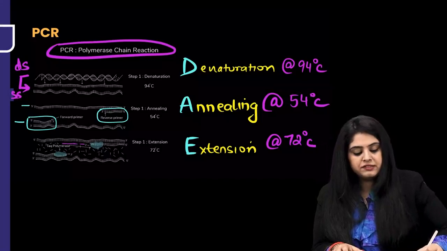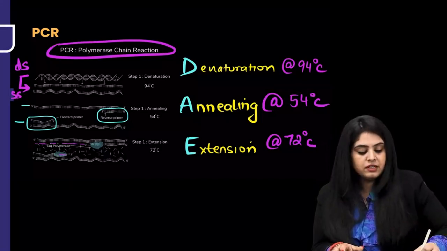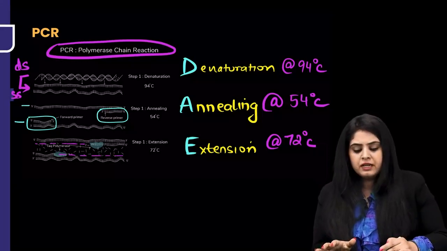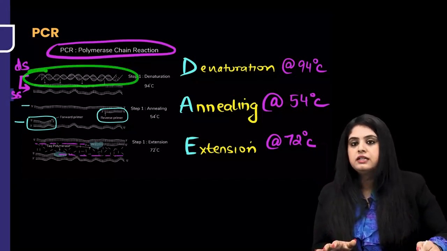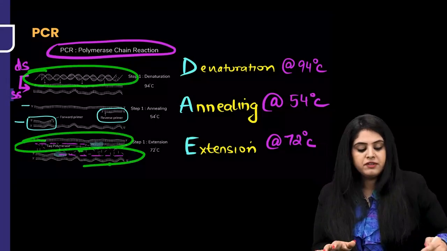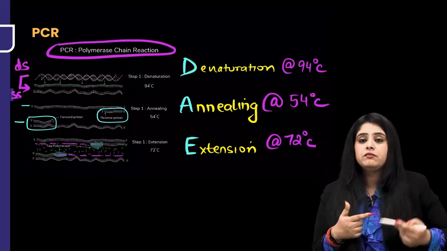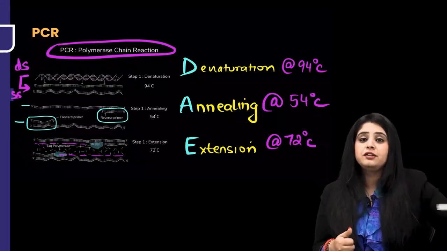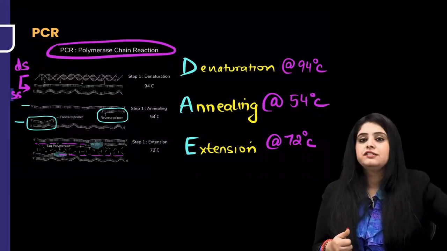So you have finally extended this and made this into double stranded. You have converted one double stranded DNA into two copies eventually, right? That is what you're doing, from 1 to 2, 2 to 4. Then again you will do the cycle 2 to 4, then again the cycle 4 to 8, 8 to 16, 16 to 32.